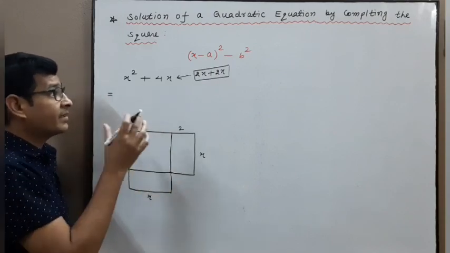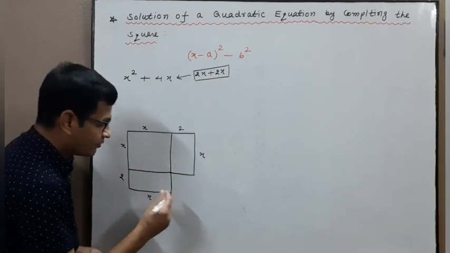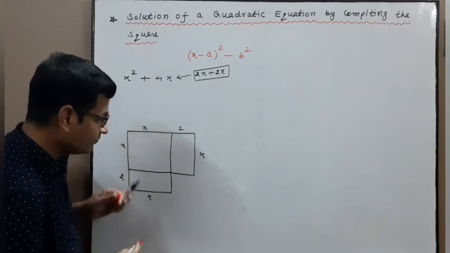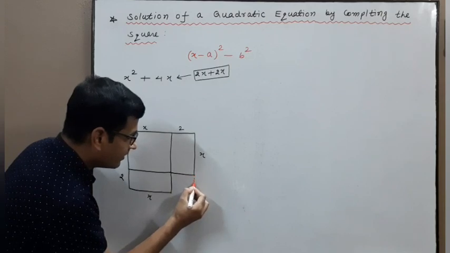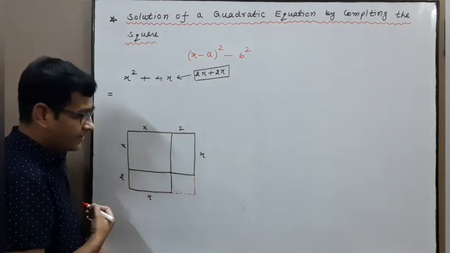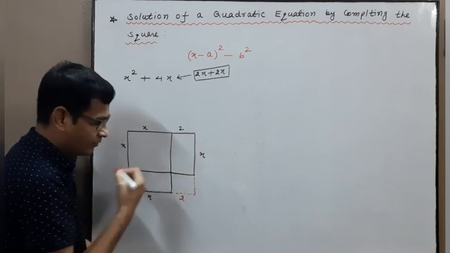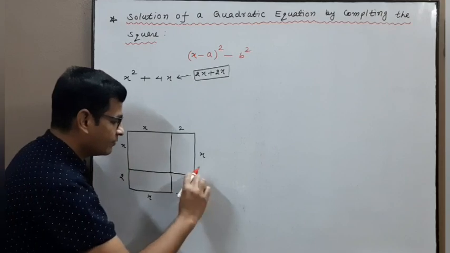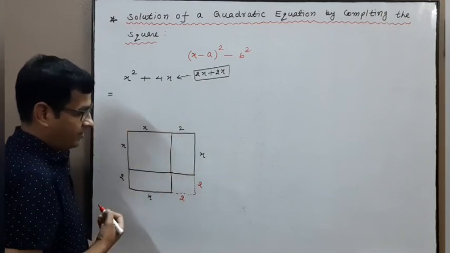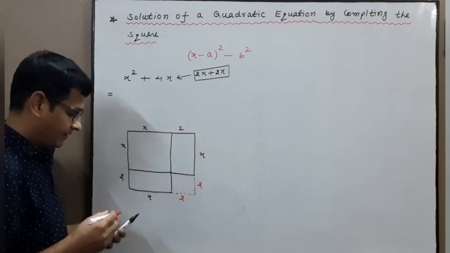Now the name of the topic is completing the square, but this is not a square. To complete this square, we will add a small square of side 2. Why? Because this length is 2, then this length is also 2, and this is 2, then this is also 2. If we have 2 square, then it is a complete square.